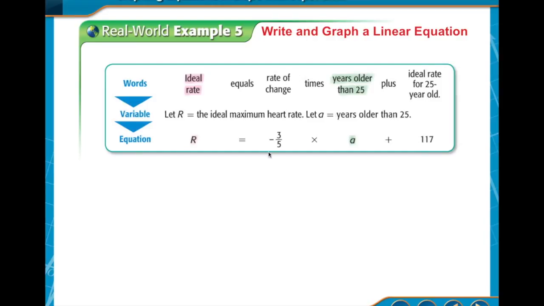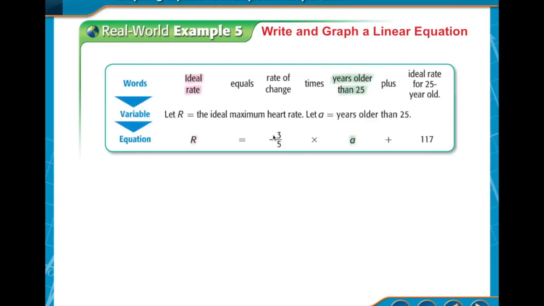The ideal rate for how fast your heart should be beating is equal to how it's changing over time. We call that the rate of change. That's also your slope. Times how much older than 25 you are, because that's our comparison, right? Every time you get a year older than 25, you should be beating a little bit slower. Plus, what is the ideal rate for a 25-year-old? 117. So this is our starting point.